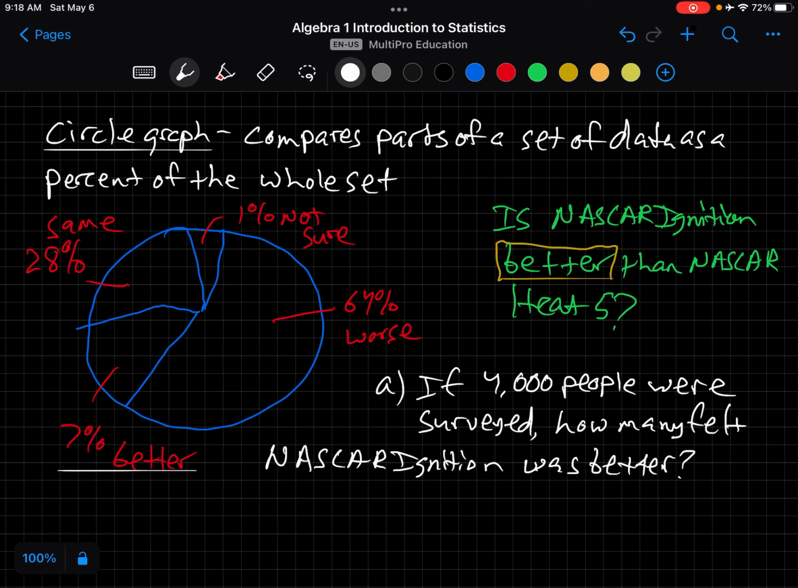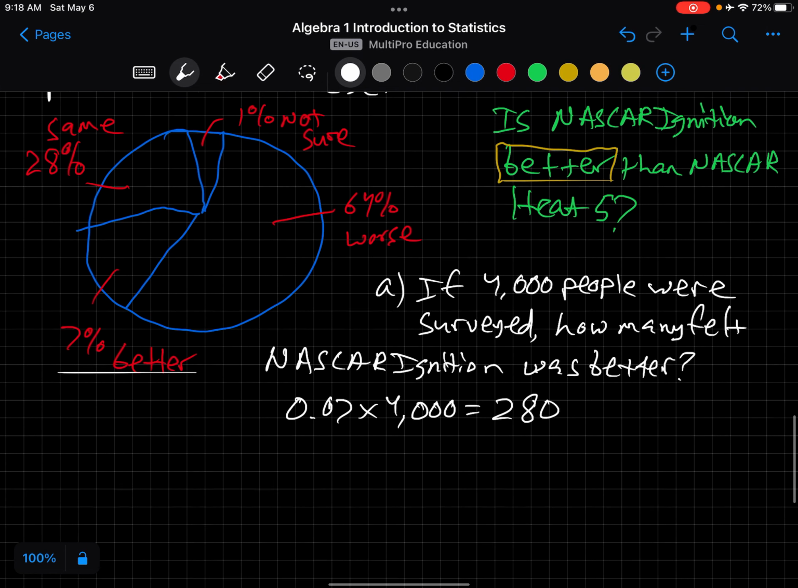So if we take over here, we have 7% said is better. So if we take 0.07, which is 7%, multiply that by 4,000, we get 280 people said it was better.